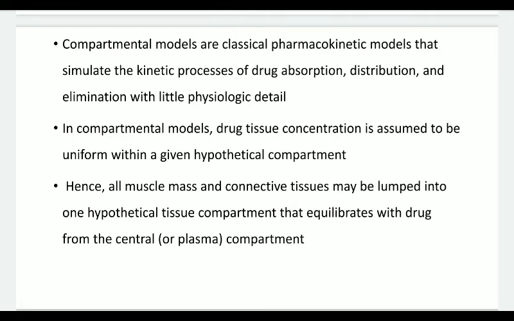Hence, all muscle mass and connective tissues may be lumped into one hypothetical tissue compartment that equilibrates with drug from the central compartment, that is, plasma or systemic circulation. So two examples are given. The central compartment is the systemic circulation, which is also known as blood plasma, and the tissue compartment includes all muscles and tissues no matter where they are located in the human body.